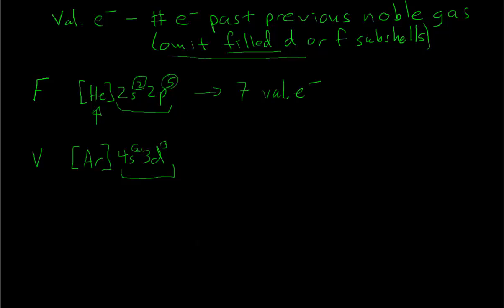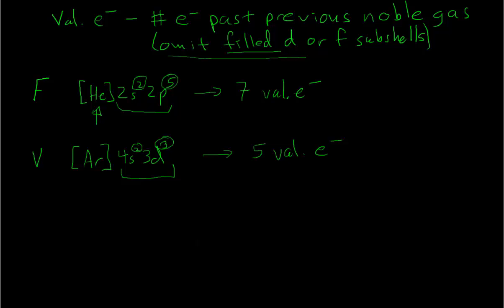So we're going to have 2 plus 3 electrons. For vanadium, we would expect to have 5 valence electrons. So vanadium could easily lose up to 5 electrons. Of course, it gets harder and harder to take those electrons off, so losing all 5 would be unlikely.